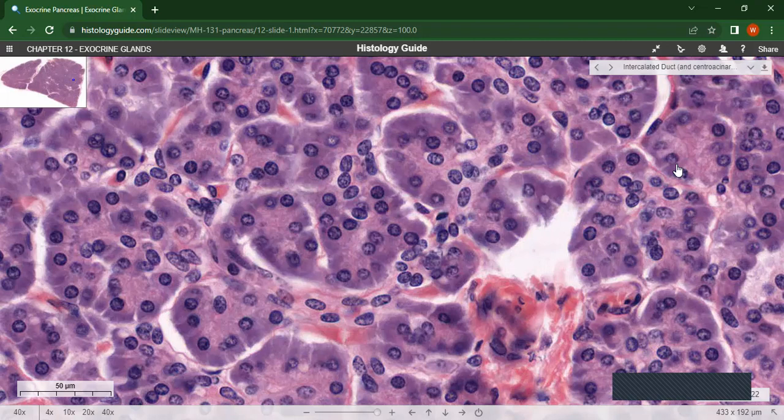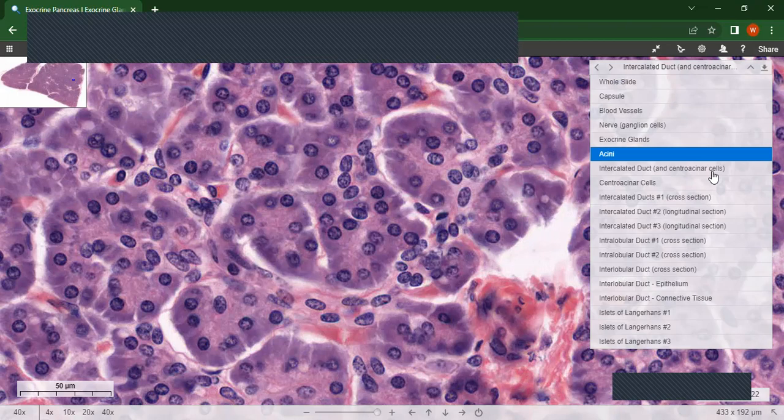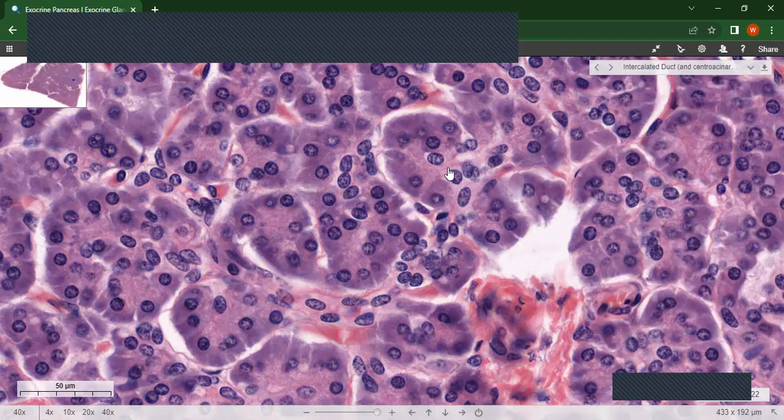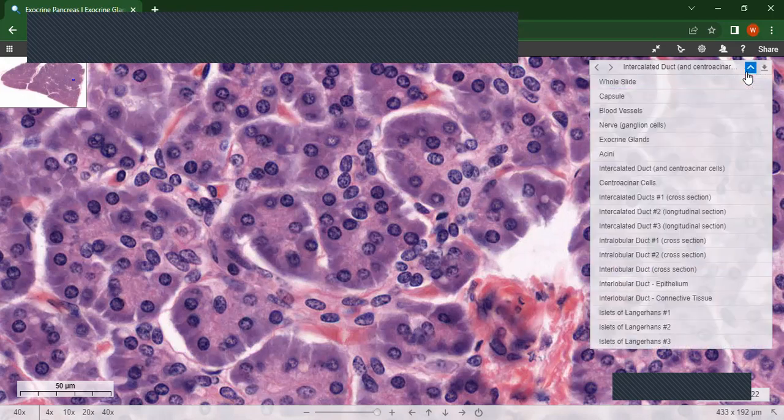Remember, several intercalated ducts drain into a straight duct. Straight ducts drain into the interlobular ducts. So let me see if I can see one. Yes, like this here, next to the centroacinar cells. That is an intercalated duct. You have seen a centroacinar cell. This is a centroacinar cell. Sorry for that. An intercalated duct.